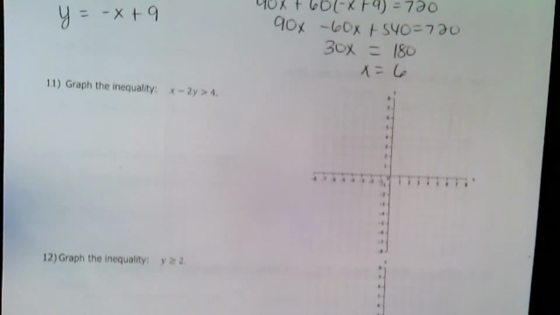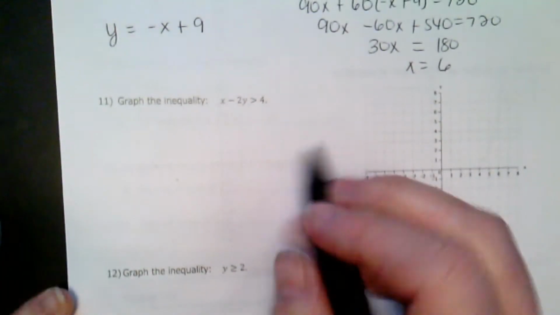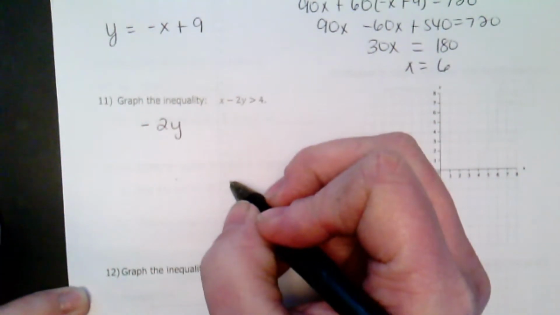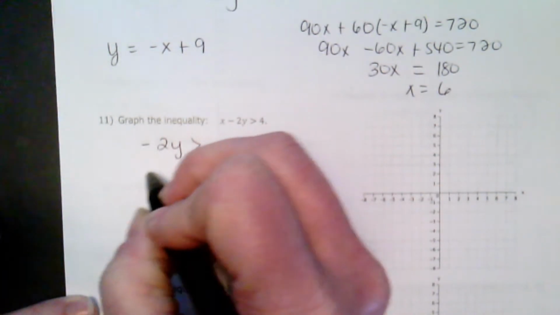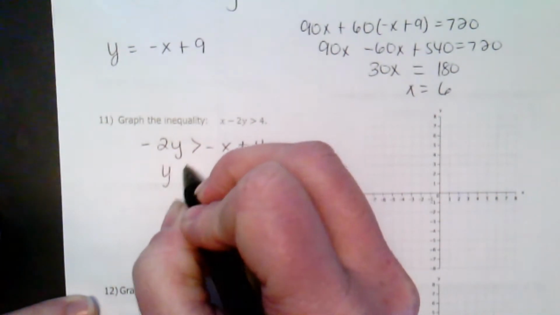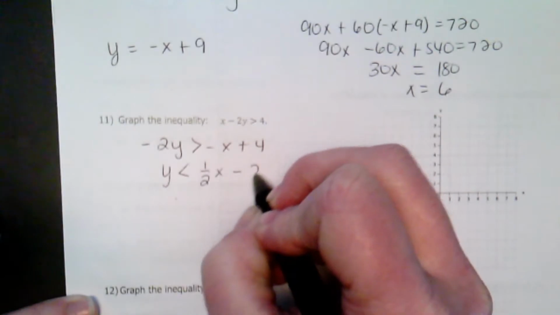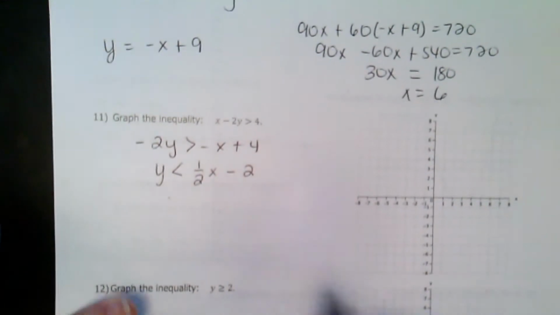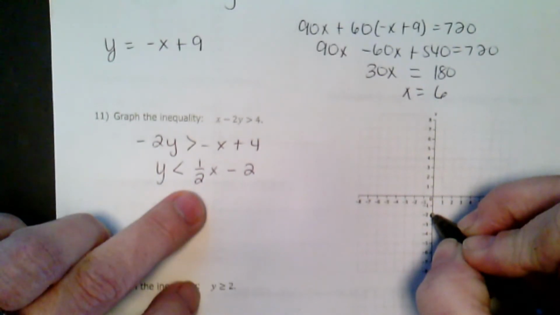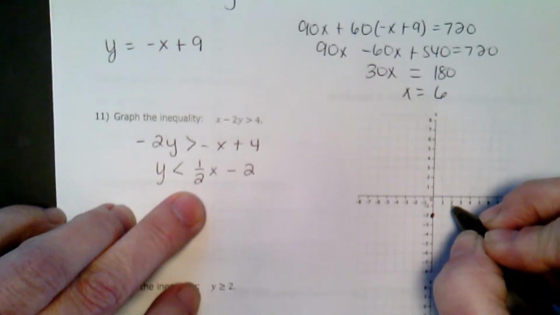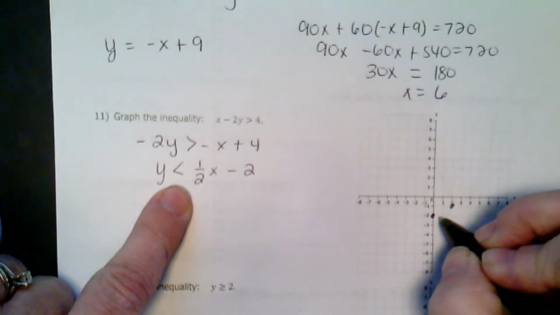Alright, number 11, graph the inequality. So I like to put them into slope-intercept form. I'm dividing by -2, so I'm flipping my sign. Alright, so I'm going to start at the -2, and I'm going to go up 1 and over 2. Now this is a dotted line, since it doesn't have or equal to.